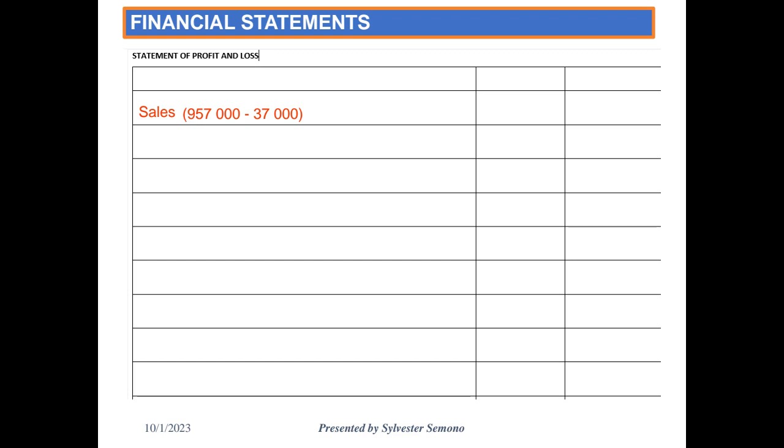922,000. Yes, that's the first thing that you need to do. Sales has got a formula. You must know the formula for that sale, so you must know what to look for.